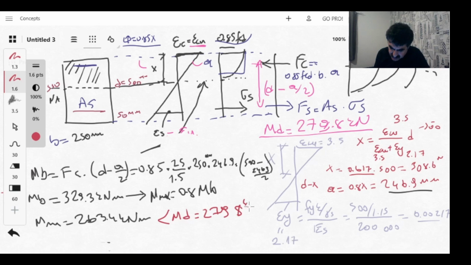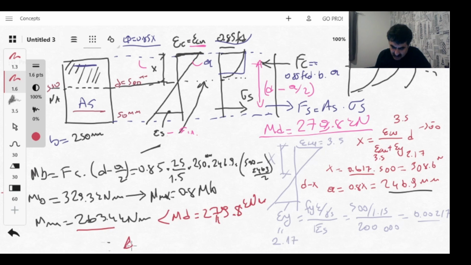The design moment is 279.8 kilonewton meter. So it looks like our design moment is quite high. If we try to carry this moment only with tension reinforcement, what will happen? A brittle failure will happen. So we cannot carry these forces. We can carry the maximum forces 263.